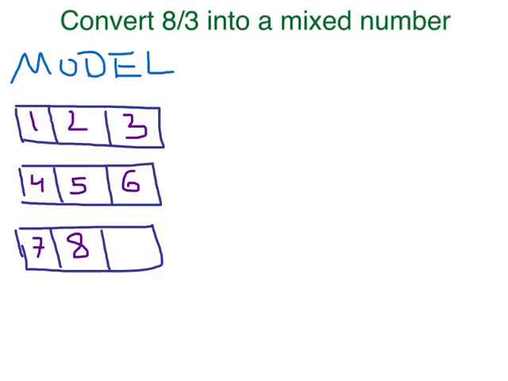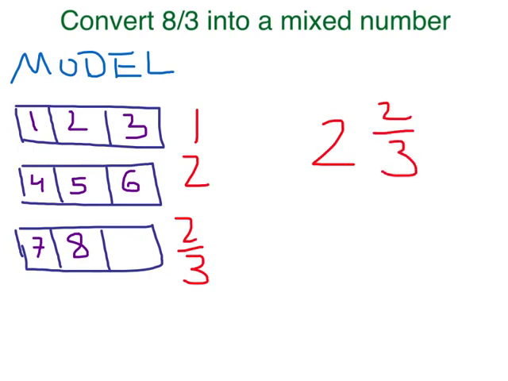Convert 8/3 into a mixed number. Let's start by drawing a model of 8/3. I know that each whole will be divided into 3 pieces because 3 is my denominator, and I need 8 total pieces. When I draw my model, I see that I have 2 wholes and then 2/3 in my last whole. I know I can write that as a mixed number as 2 and 2/3.